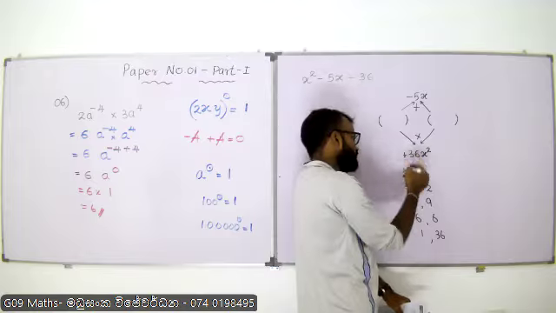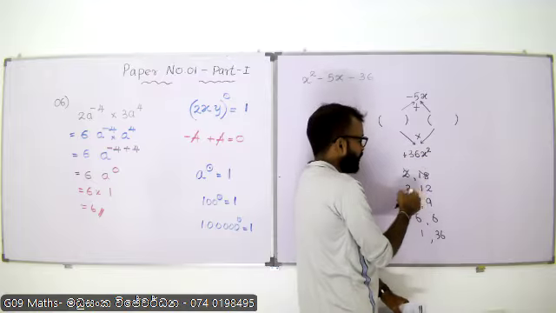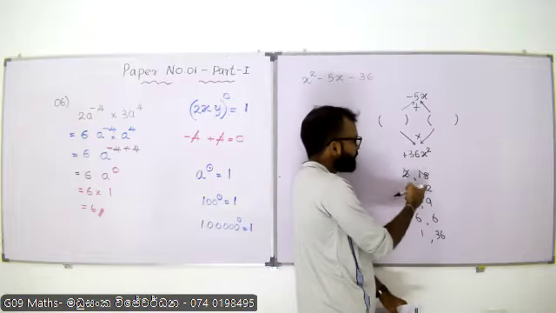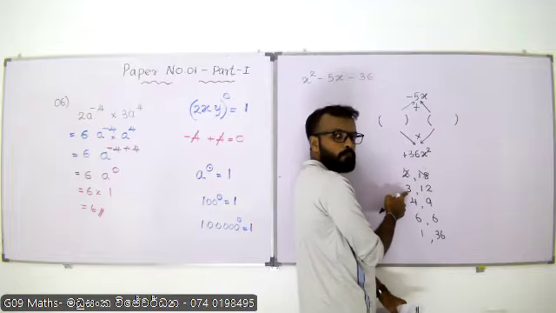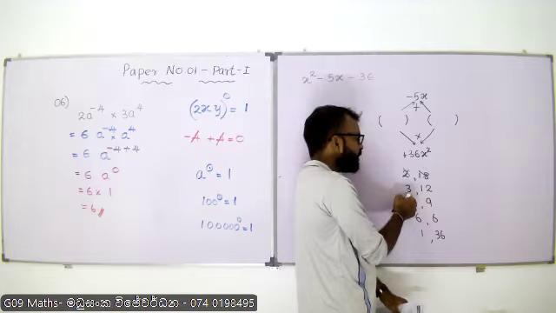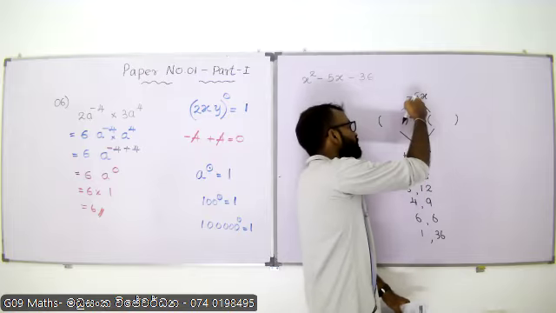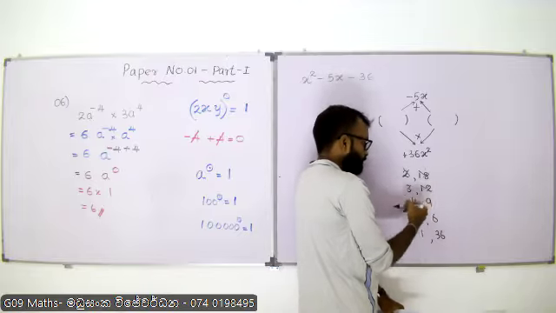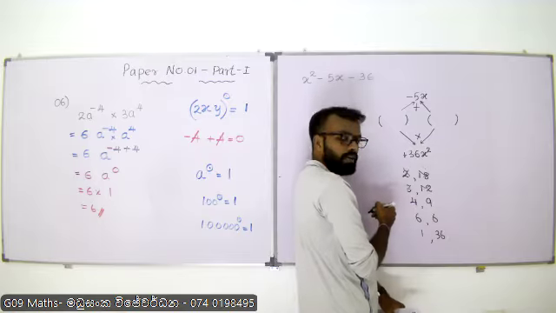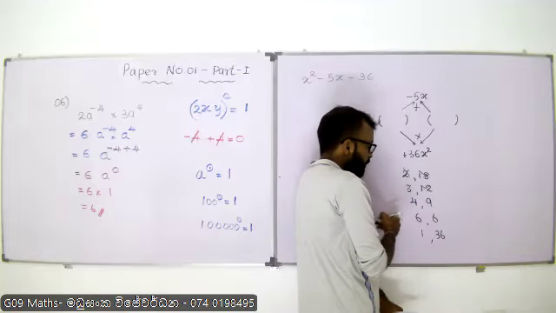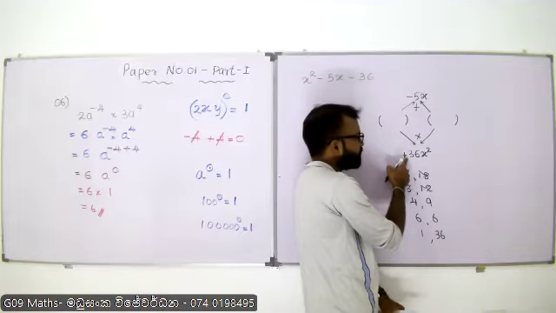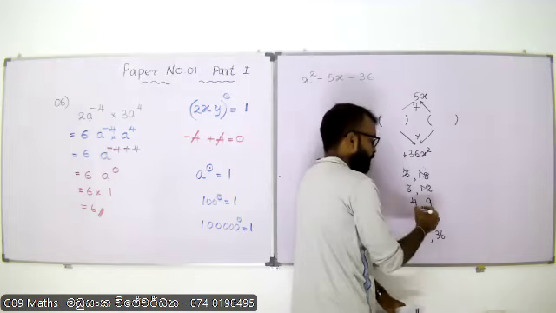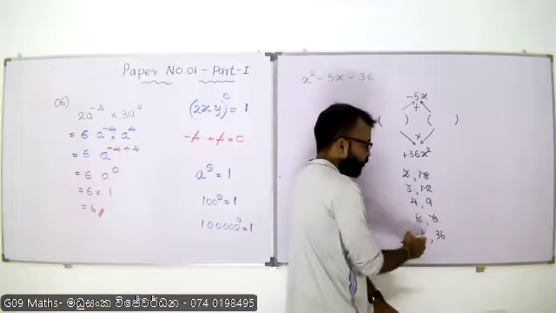3 times 12 is 36. When you multiply these two numbers, you will get 36. But 12 minus 3 is 9, or 12 plus 3 is 15. No, minus 5 cannot be obtained. This is not suitable. 6 times 6 is 36. 6 minus 6 or 6 plus 6? No, you cannot obtain minus 5. This is not suitable.